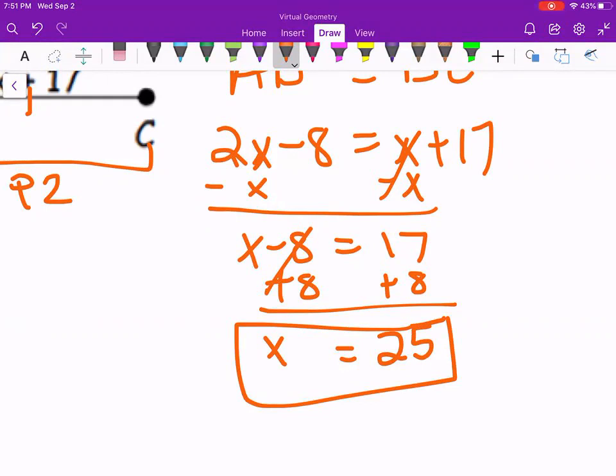So guys, I hope you enjoyed learning a little bit about segment addition. We will use these same ideas when we start getting into the later parts of this chapter. So make sure you keep up with this video.